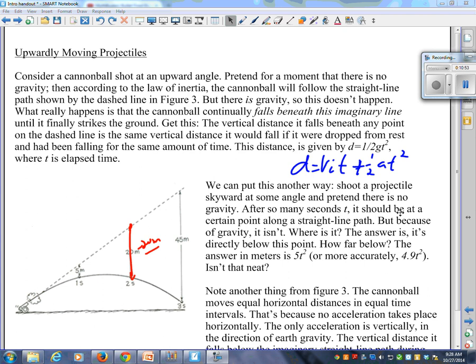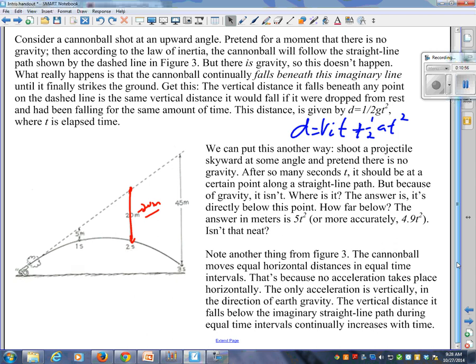Note another thing from figure 3. Question? The cannonball moves equal horizontal distances in equal time intervals. That's because no acceleration takes place horizontally. This distance here between 1 second and 2 seconds is exactly the same as that distance there. How come? What's the horizontal acceleration? 0. The only acceleration is vertically in the direction of Earth gravity. The vertical distance it falls below the imaginary straight line path during equal time intervals continually increases with time. The horizontal velocity is constant, in fact.